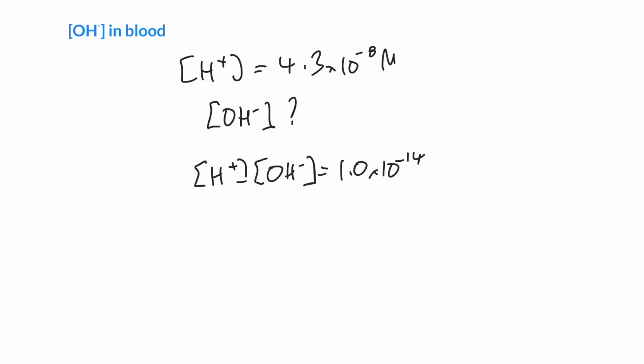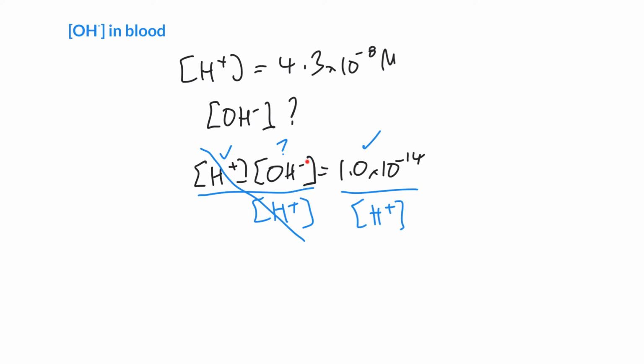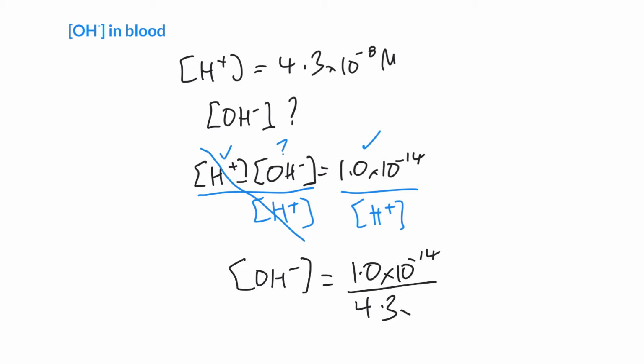And so if we know this and we know this, and we don't know this, we can rearrange to find this. If we divide both sides by the concentration of H+, then that will cause the H+ concentration to cancel out on this side, and we'll be left with the OH- concentration all by its lonesome self. So we can plug in, and we have 1.0 times 10 to the minus 14 divided by 4.3 times 10 to the minus 8.